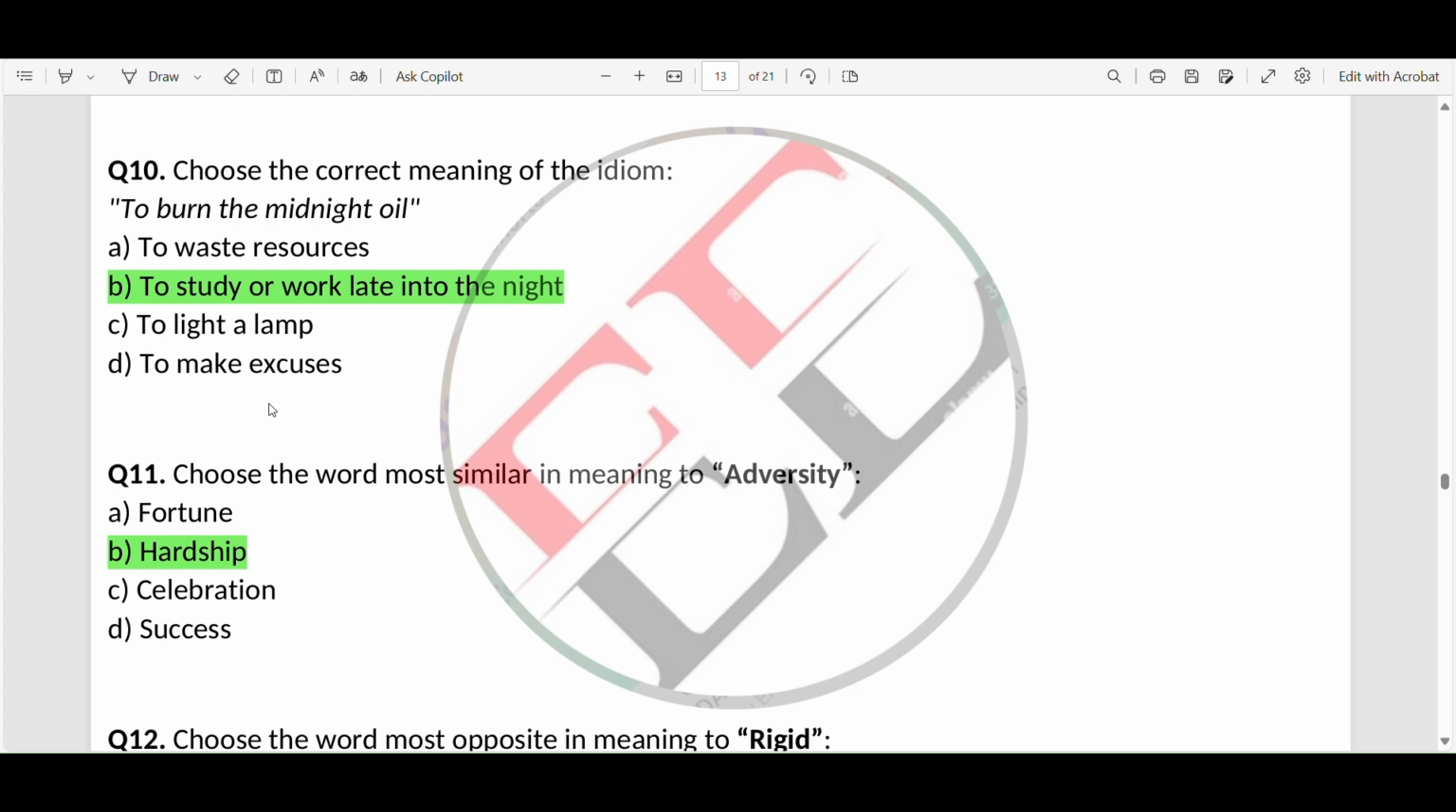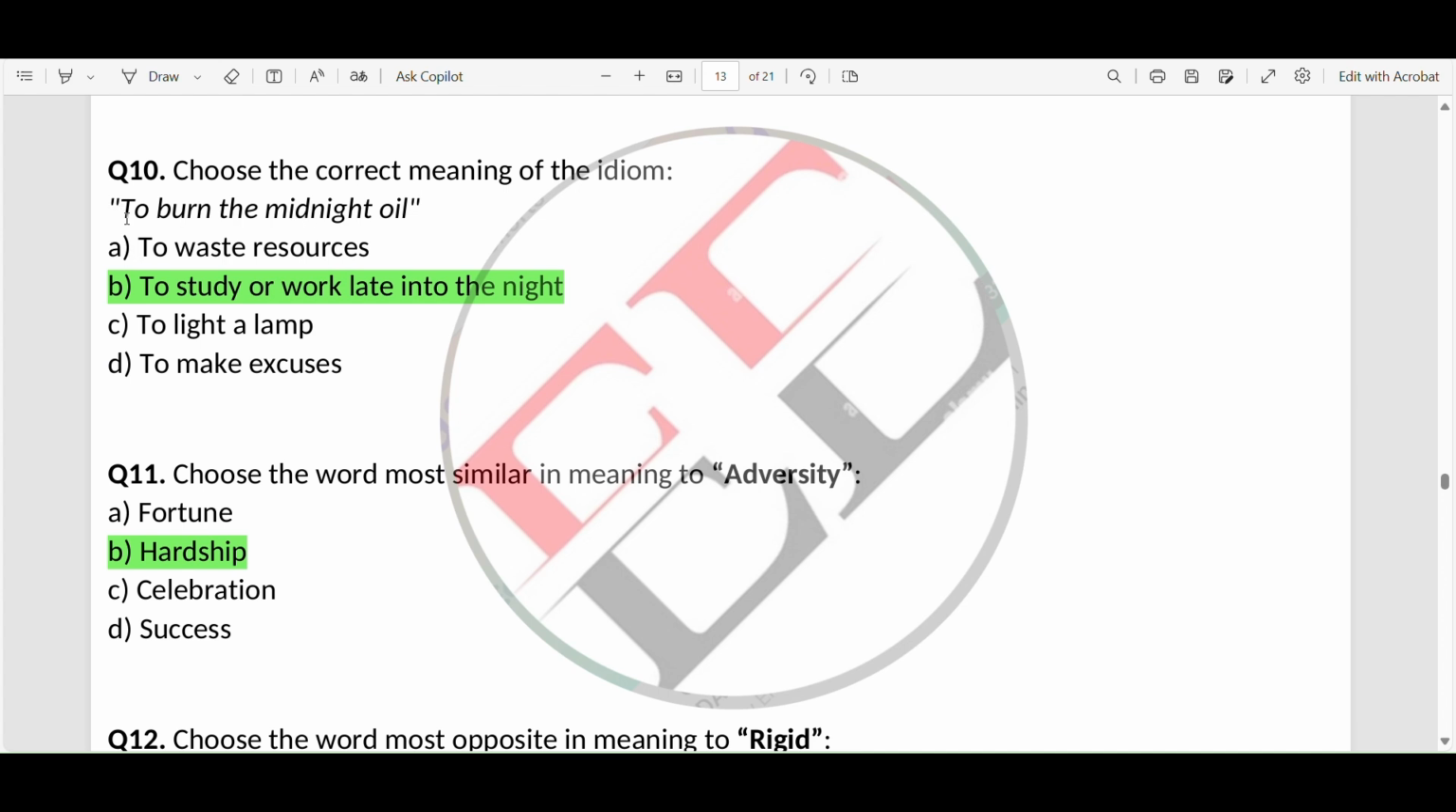Choose the correct meaning of the idiom to burn the midnight oil. This is an idiom. So, when you think of idioms, you should not go directly. I will say that when discussing the options, because when you go directly, you will assume that wrong options are correct.